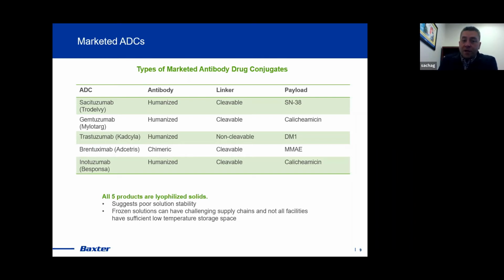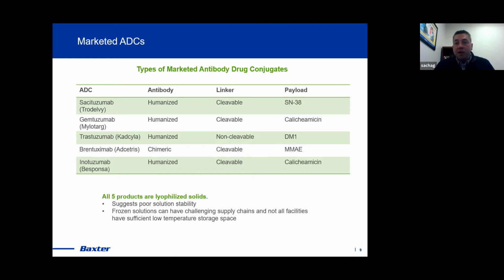All 5 of these products that are currently marketed, and the ones that we transferred to Halle, are lyophilized. So that tells us something about them. That means they're not solution stable. Even if they may be stable at very low temperatures, what we've all been aware of with the pandemic is that cold chain storage is a huge challenge.